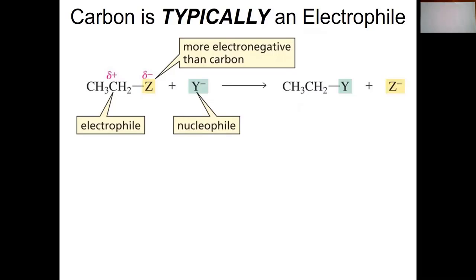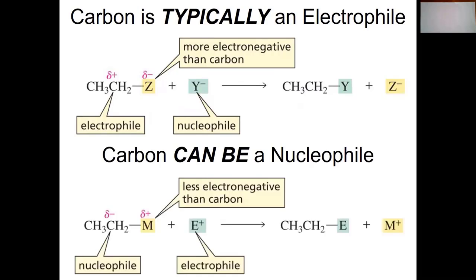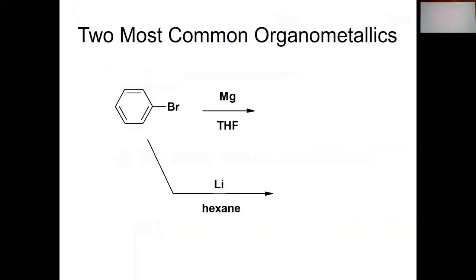You've seen this slide at least 3 times by now. Carbon is typically an electrophile. There's typically a partially positive charge on a carbon because it's connected to an atom that's more electronegative than carbon. But carbon can be a nucleophile, and when carbon is connected to a metal, carbon is going to act as a nucleophile. Here are our favorite 2 examples of carbon acting as a nucleophile.